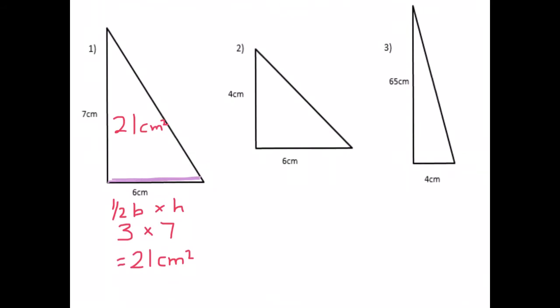Now on to triangle 2. We can see that the base is 6 centimeters again. This time its height is 4. So we have our equation of half the base times the height. The base being 6, half of that is 3. We're multiplying it by the height of 4, giving me an answer of 12 centimeters squared.